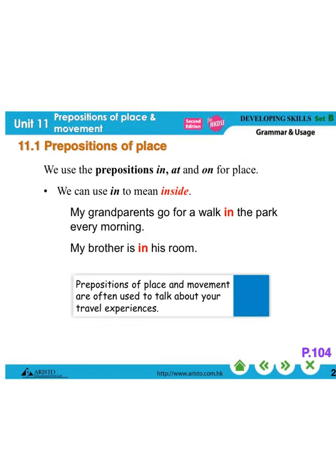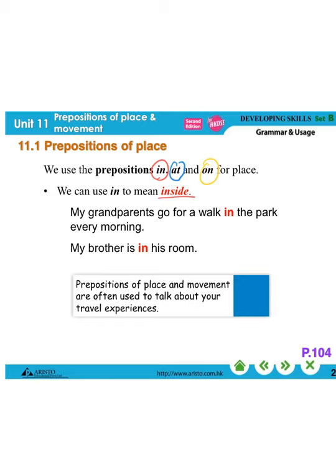Okay, first of all, prepositions of place. We usually use in, at, and on for places. Okay, so when do we use in? We use in to mean inside. Just like my grandparents go for a walk in the park every morning. That means my grandparents go for a walk inside the park every morning.